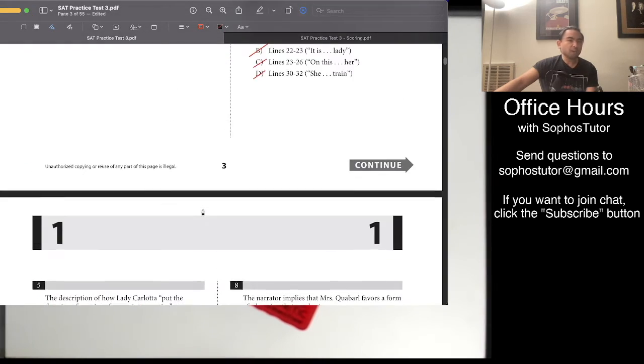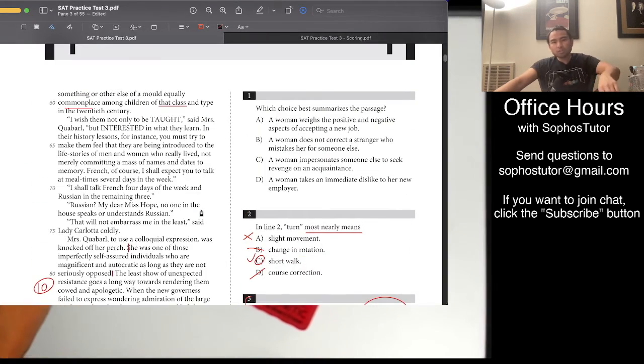Okay. Now, just to verify that these are the answers. Oh, I completely forgot about 1. Whew. Good thing I checked number 1. Which choice best summarizes the passage? Again, the pressure might be to know what the entire passage is about, but what we really want to do is focus on the answer choices and just check if the pieces work.